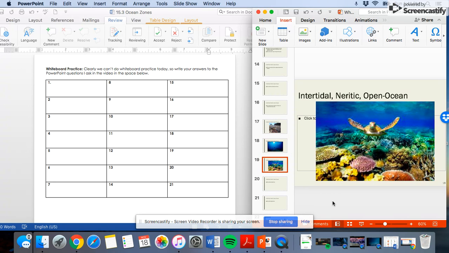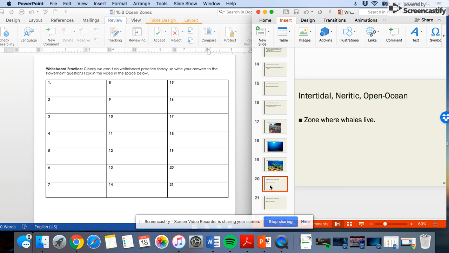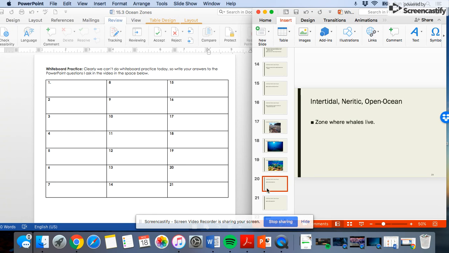Push pause, write your answer. All right, so this is going to be the open ocean zone. I'm sorry, that's a total lie. It's the neritic zone. There's lots of life forms. This is the zone where whales live. Go ahead and pause and write your answer. We're on number 20. This is the open ocean zone.